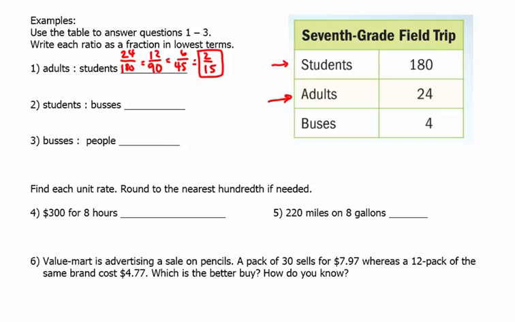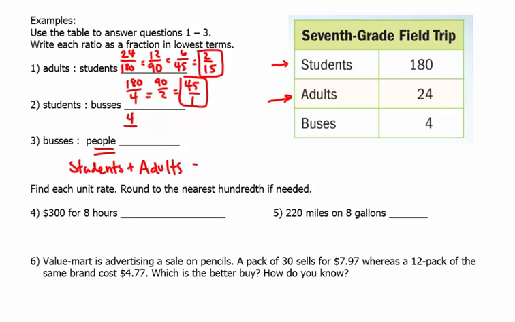Number 2, students, that's 180, compared to buses, that's 4. We can reduce that by 2, that's 90 over 2, so 45 students for each bus, that would be a unit rate. Number 3, buses per people. The number of people is not in the chart, but it's the number of students plus adults, that would be all the people.